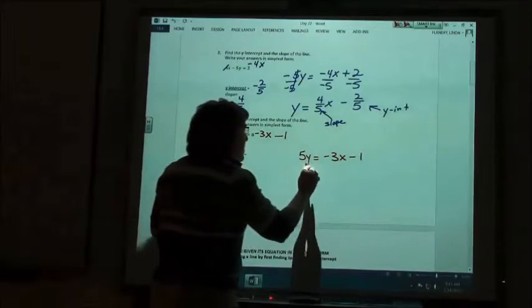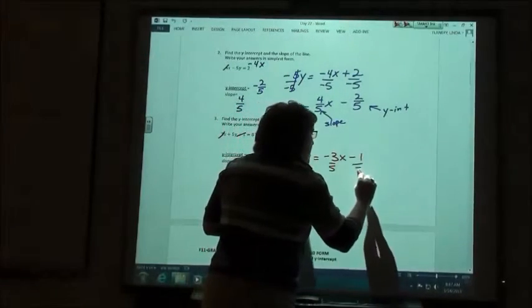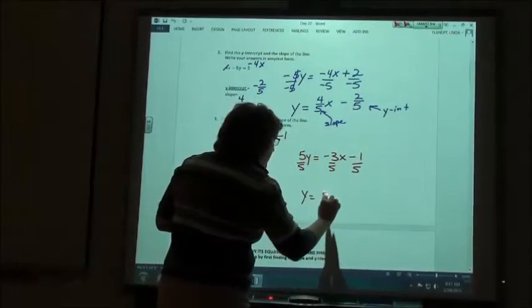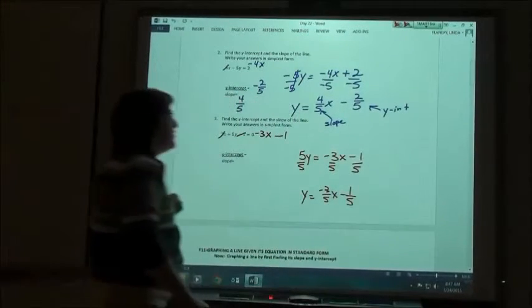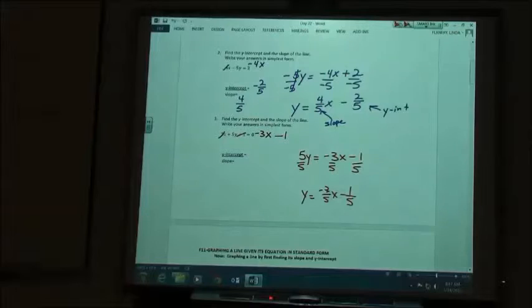Then I'm going to divide by 5. Not a whole lot of simplifying on this one. So we just have the negative 3/5 x minus 1/5 then, right?